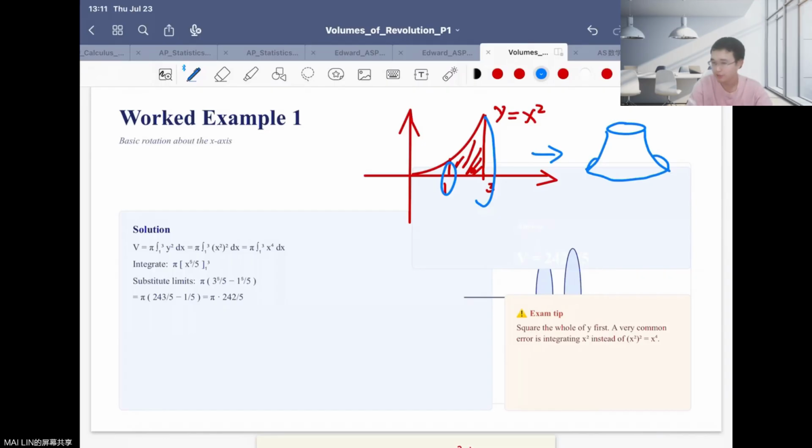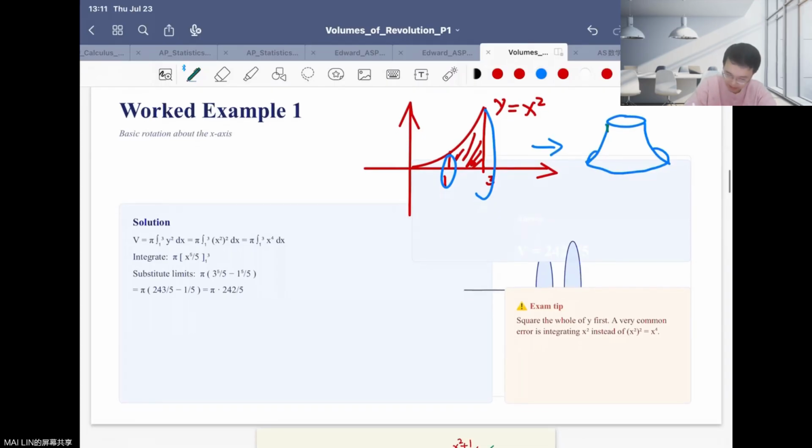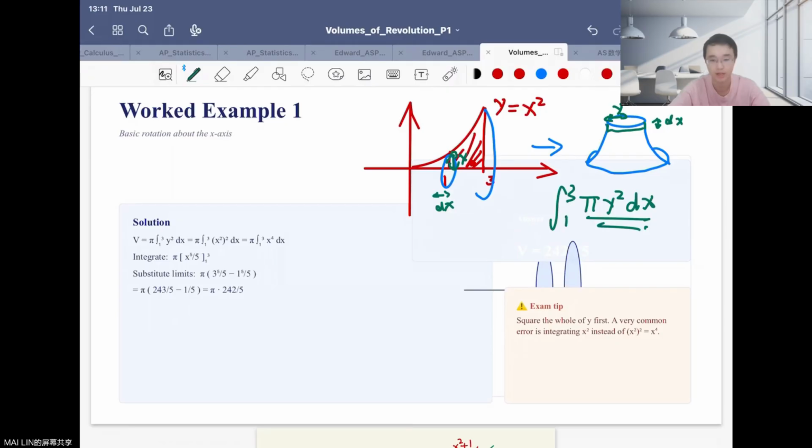For the volcano shape, you can also cut it into a lot of cylinders. Here is dx and this is y. Each cylinder's volume is the base area times the height, so it's pi y squared times dx. The area is from 1 to 3, so we make a definite integration from 1 to 3 of pi y squared dx. But we cannot integrate pi y squared dx directly, because this is y but the main variable is x, right?